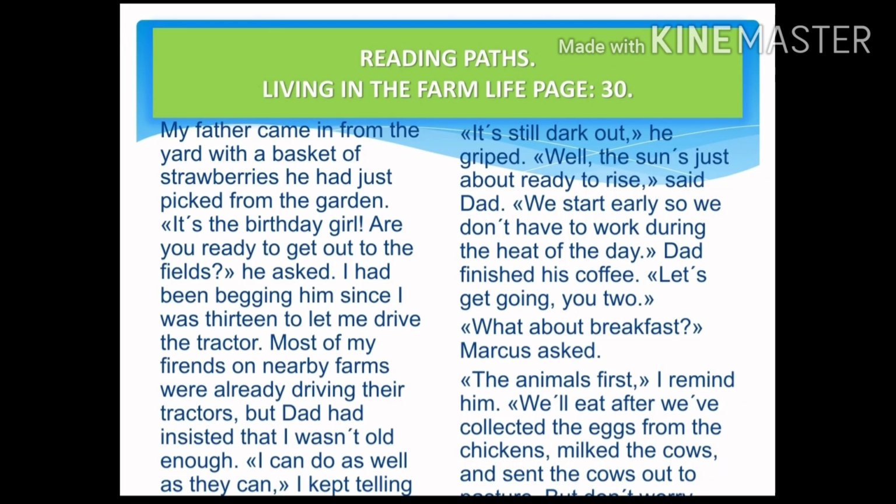Father came in from the yard with a basket of strawberries he had just picked from the garden. It's the birthday girl. Are you ready to get out to the fields? He asked.